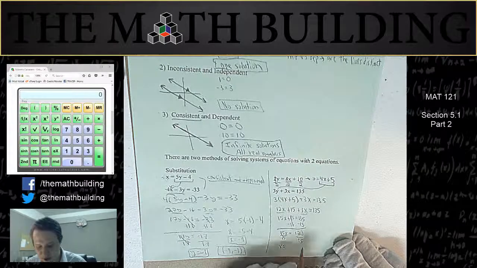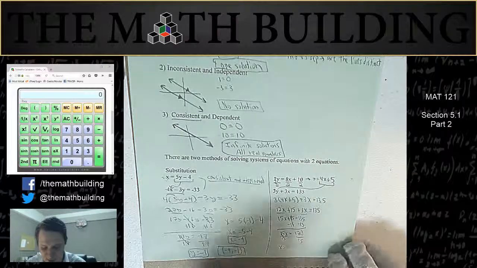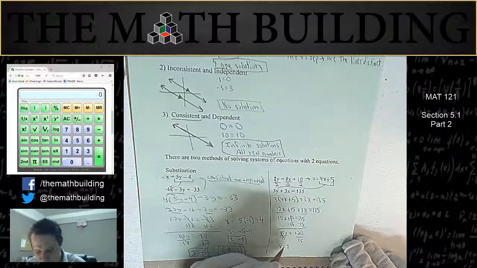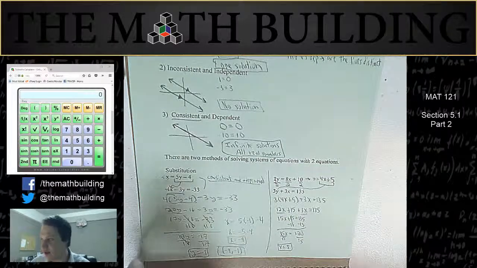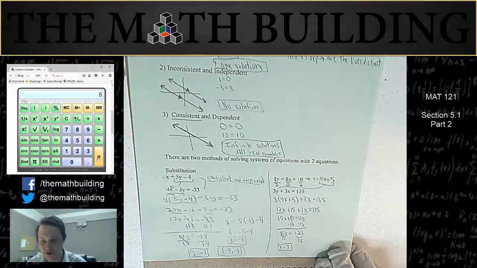X equals, well, if you double 15, you get 30. And 30 goes into 120 four times, so therefore 120 divided by 15 equals 8. And just to be sure, 8. All right, so x equals 8.